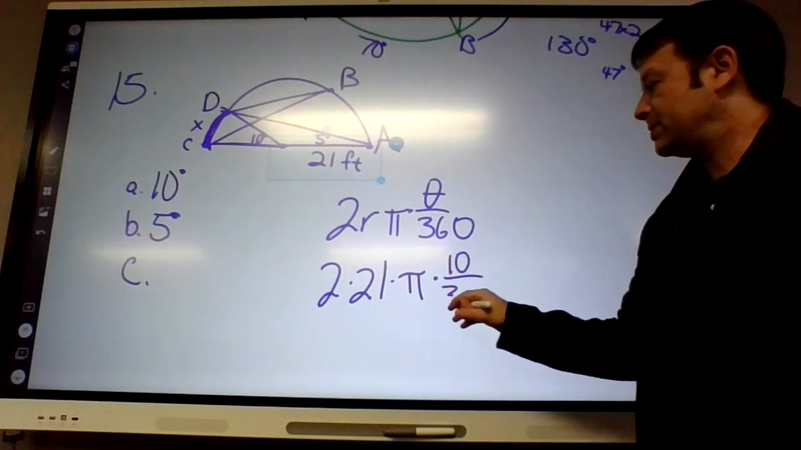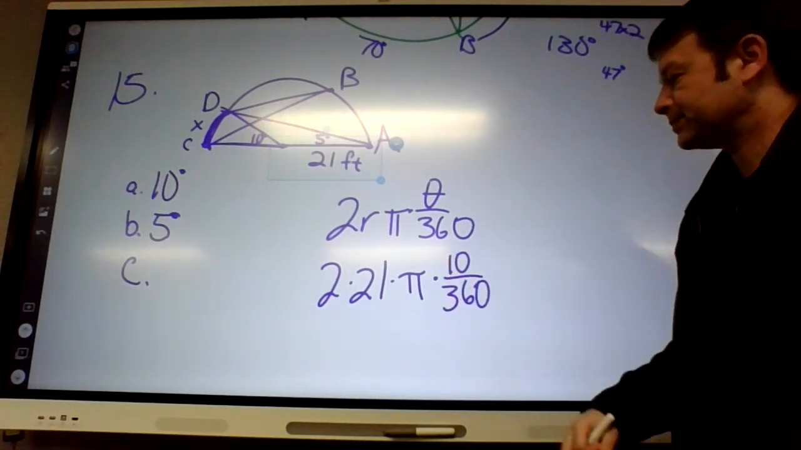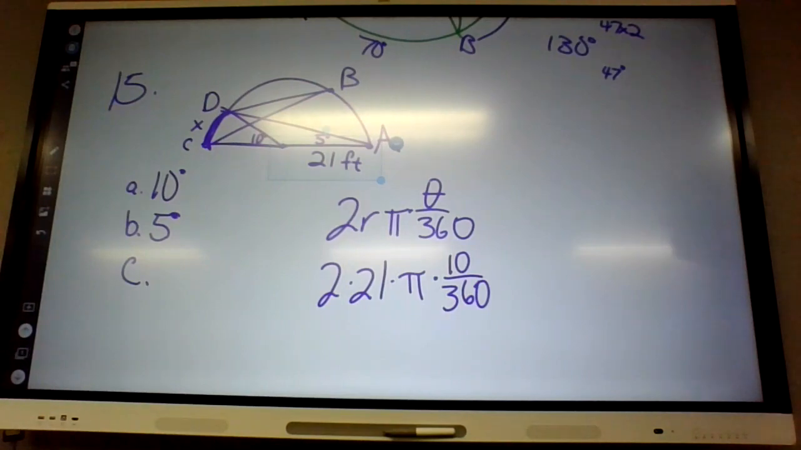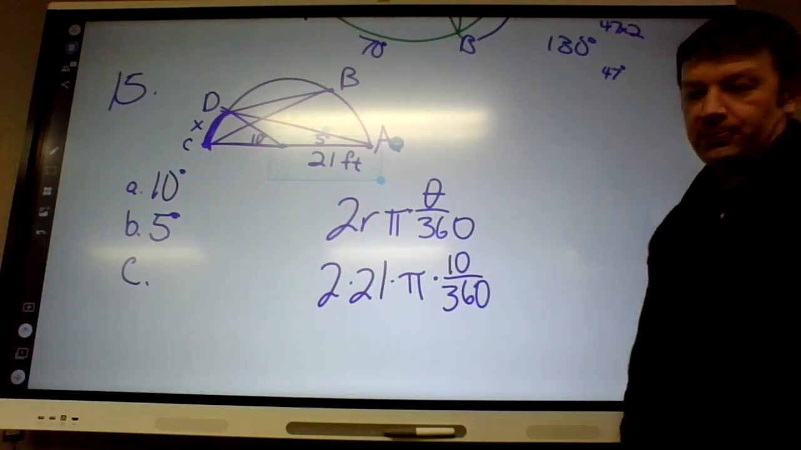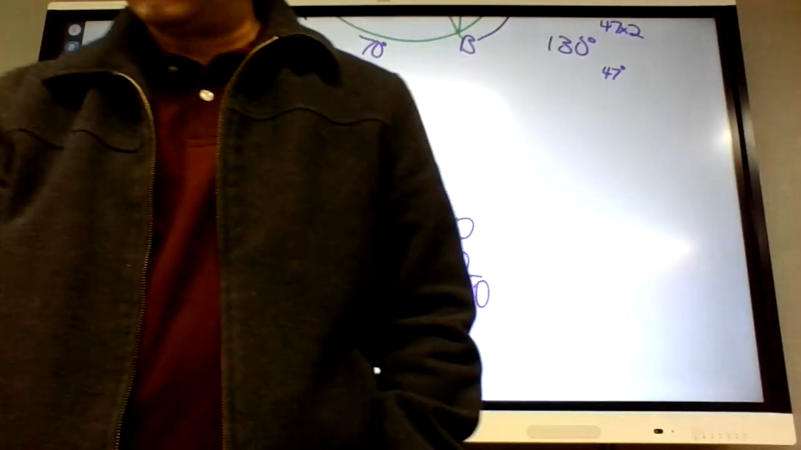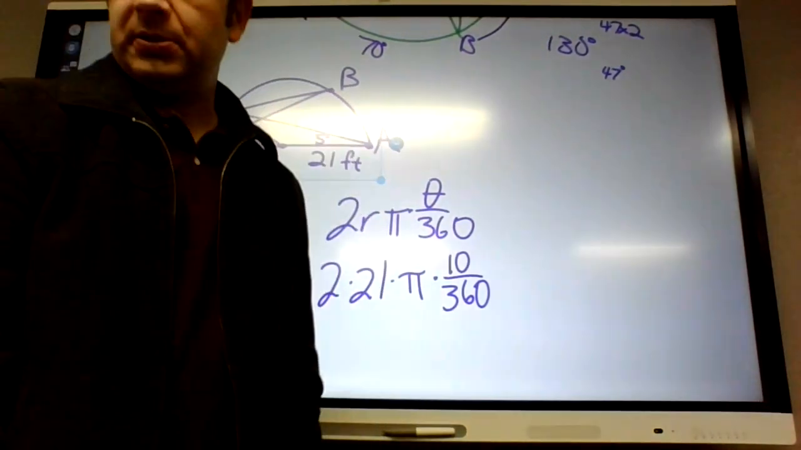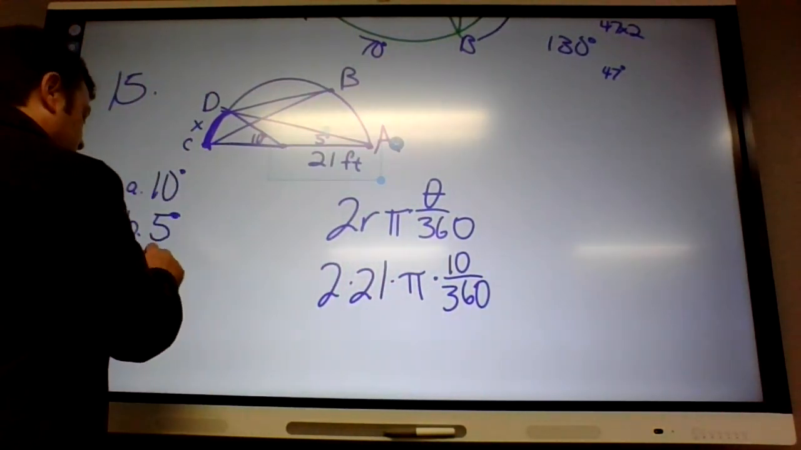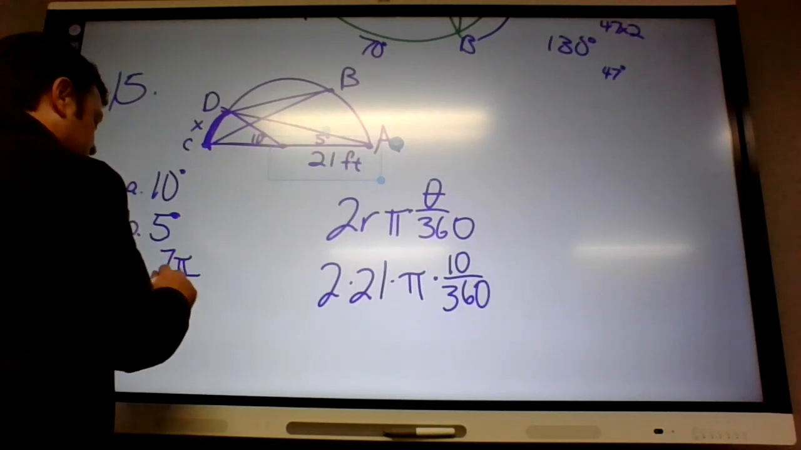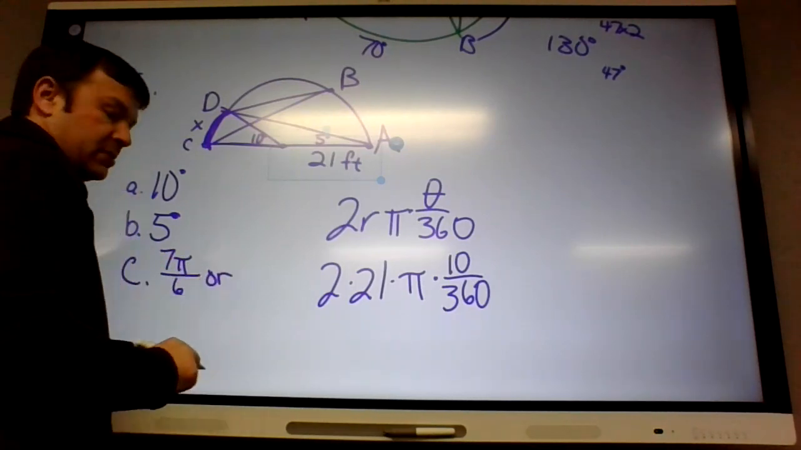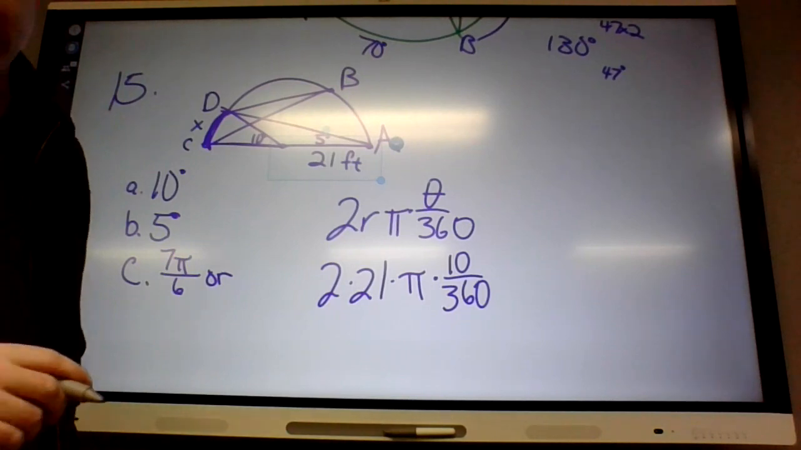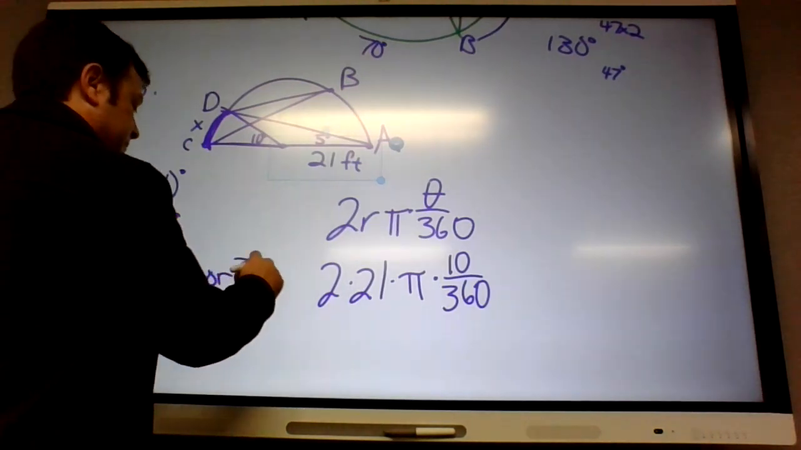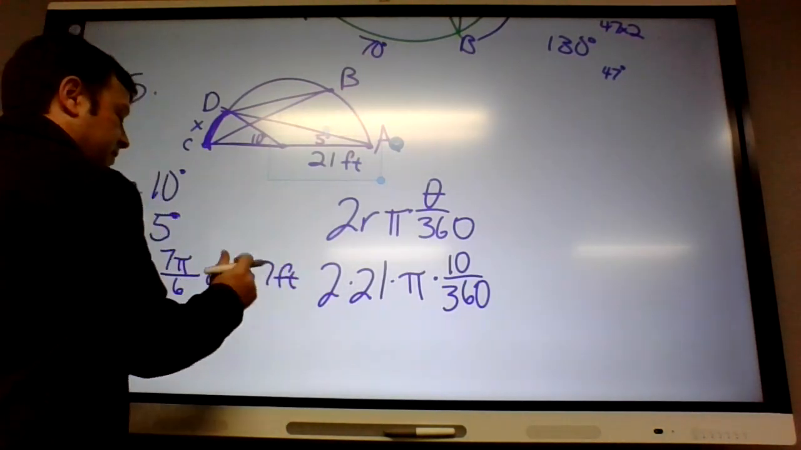So yeah, we need 10 over 360. They probably put the answer in 2 forms. Yes, they did. You don't have to do both of these, but 7 pi over 6 or 3.7 feet.